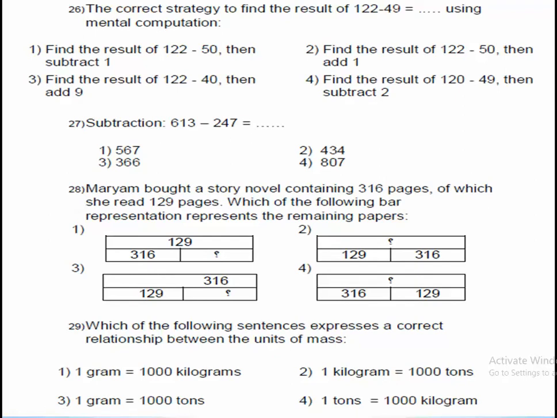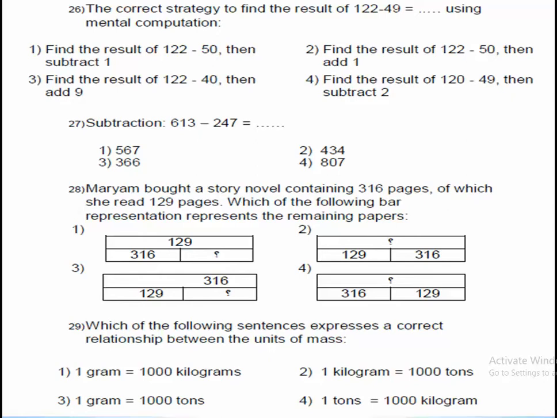The correct strategy to find the result of 122 minus 49. We know that we have many strategies like breaking up, bridge or compensation. Let's see here. Find the result of 122 minus 50, then subtract 1. No. If I use compensation in subtraction, we must add 1, not subtract 1. Okay?